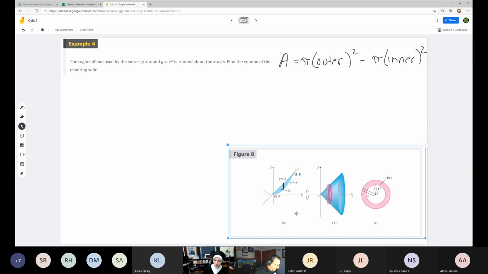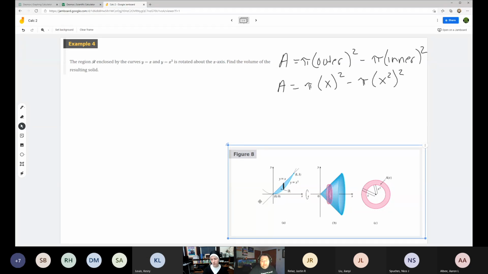In this case, for my area, the outer is x, and the inner is x squared. We're looking at it from 0 to 1, because that's where those two lines cross. The x squared is actually less than the x, which is why it's the second one. When you're graphing it, you need to figure out which one's on top and which one's on the bottom, the same thing we did with area in section 5.1. That's very important, because at some points they switch over and you'd have x squared on top of x.